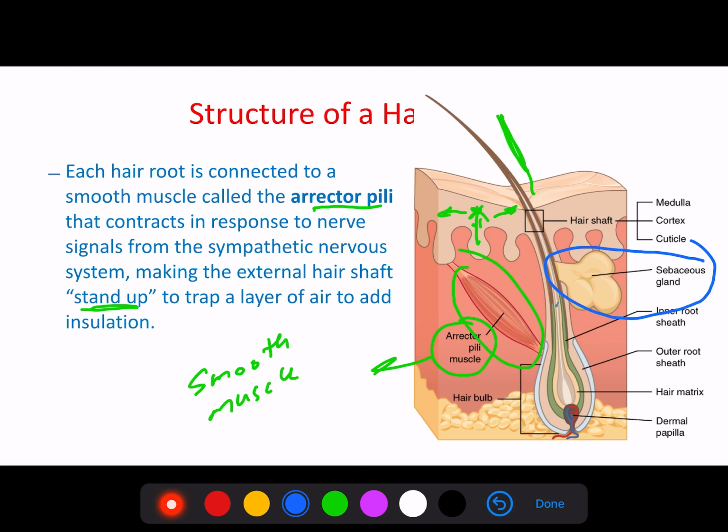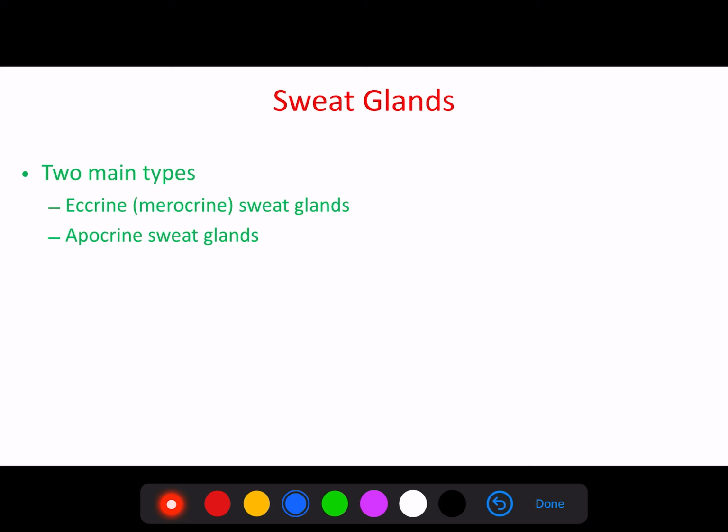The sebaceous glands are exocrine glands, since they have a duct and they release their secretions onto the hair. The main secretion of these sebaceous glands is an oily material called sebum. So it will moisten the hair and the skin. Most of these sebaceous glands are associated with the hair, but sometimes some of them open directly to the skin. Another important structure in the skin are the sweat glands.